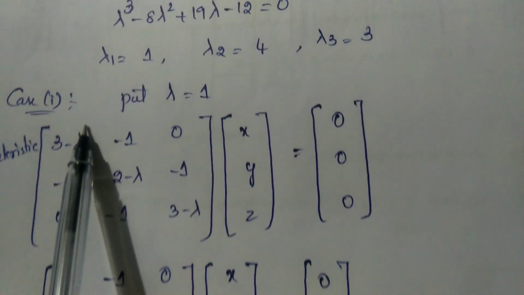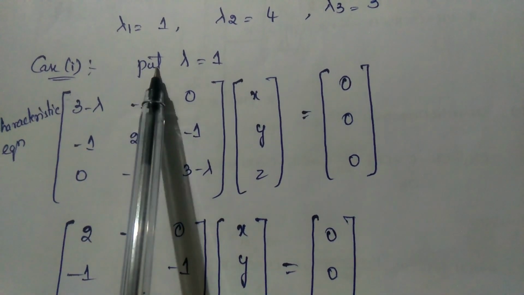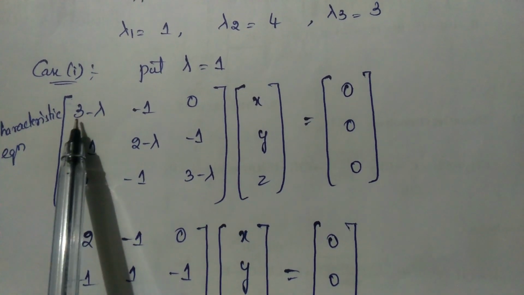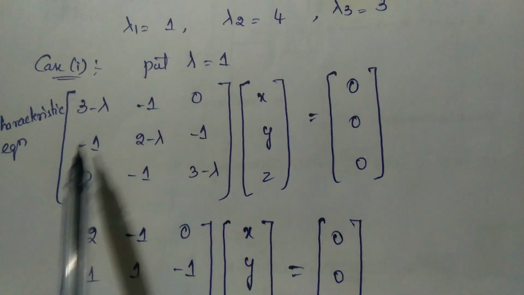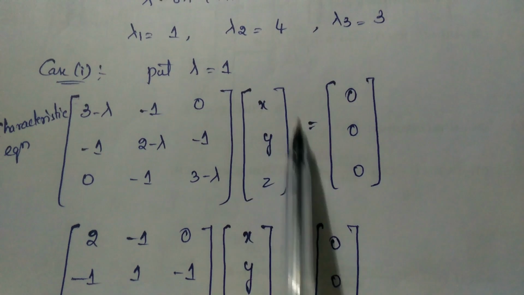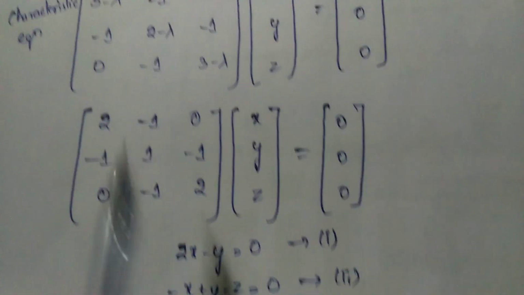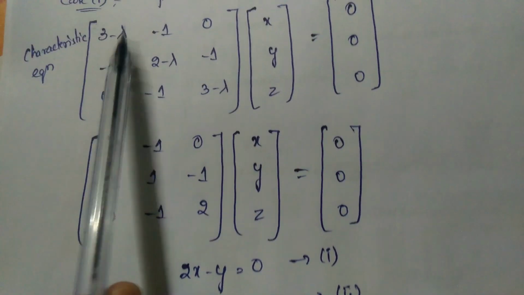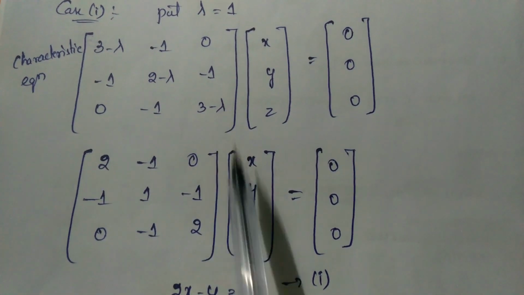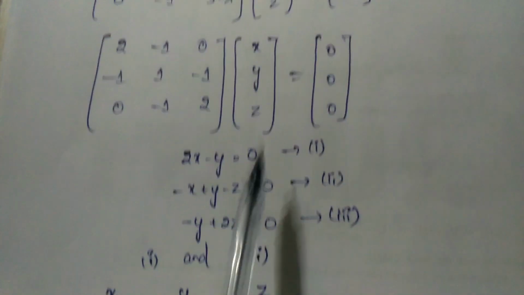So here we need to find the eigenvector for each eigenvalue. Case 1, put lambda equals 1 in this characteristic equation. So this is the characteristic equation: 3 minus lambda, minus 1, 0; minus 1, 2 minus lambda, minus 1; 0, minus 1, 3 minus lambda, into the variable matrix x, y, z equals the constant matrix. When we put lambda equals 1, 3 minus 1 becomes 2, and 2 minus 1 becomes 1, 3 minus 1 becomes 2. So this comes as a matrix.